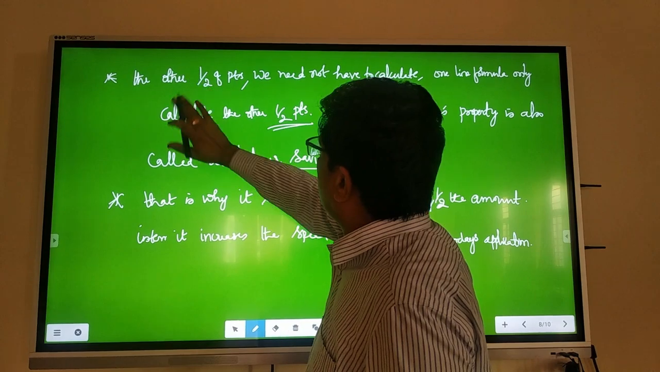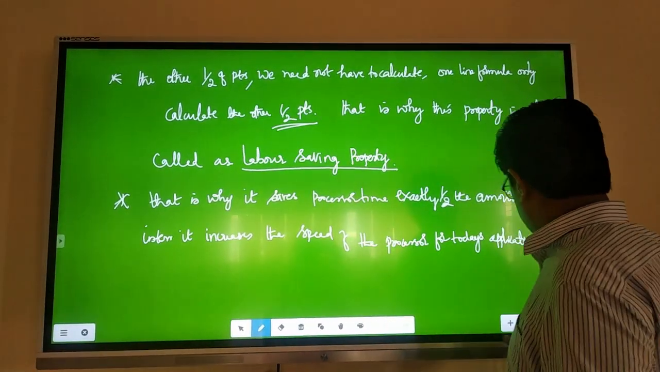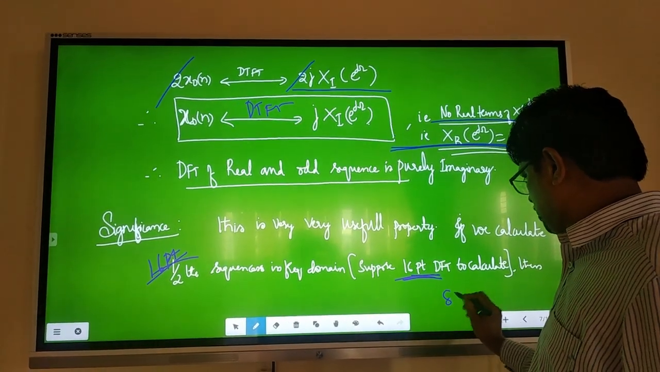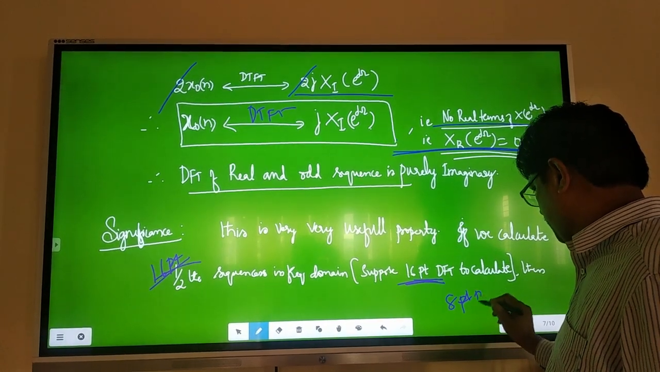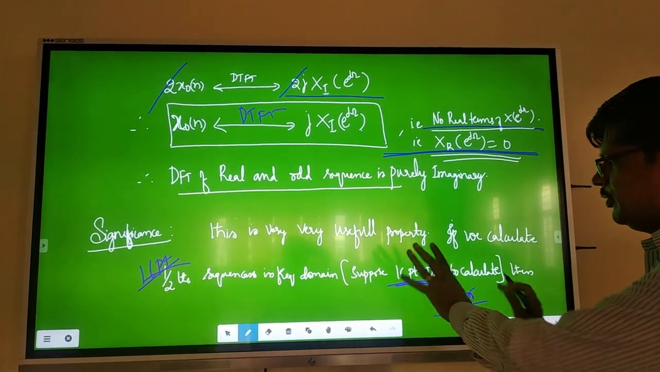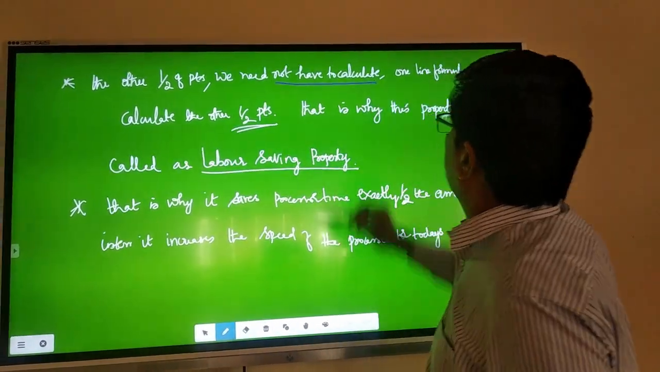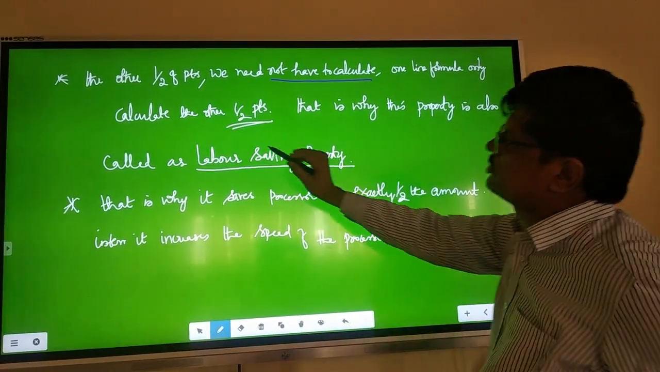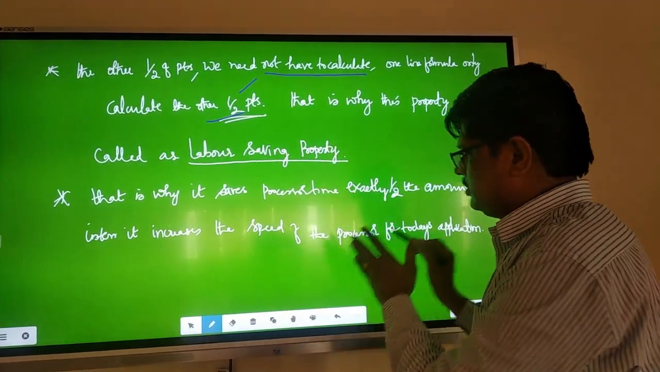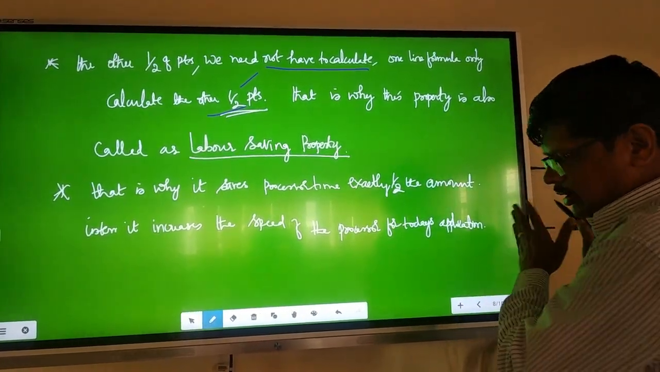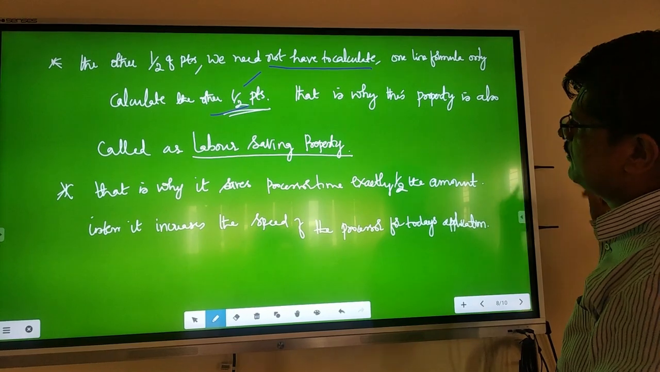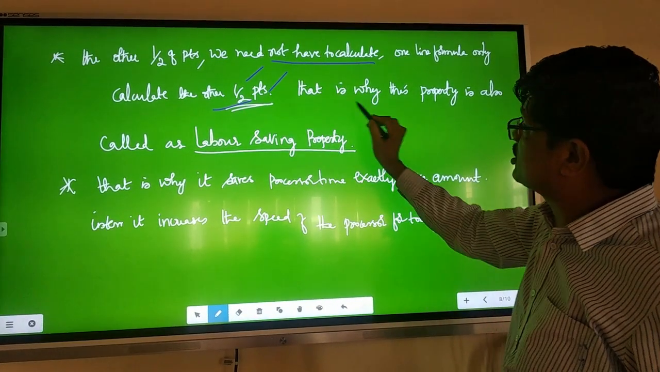Using this property, out of 16 points, only half the points, the 8-point DFT, is to be calculated. The other half we need not calculate. The other half of the points we need not calculate. If we use a one-line formula, we can calculate the other 8 points: the 9th, 10th, 11th, 12th, 13th, 14th, and 15th samples you can calculate.